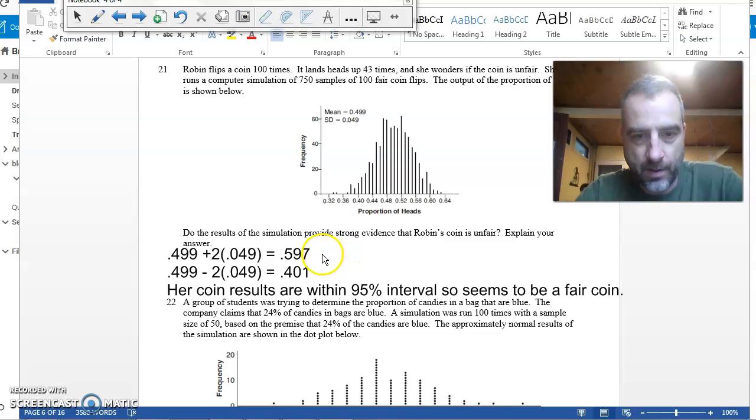No. That coin is within 95%. The lower bound is about 40.1%. She had 43%. So she's a little low, but it's perfectly normal. If you flip it a certain way, sometimes you get different kinds of results. So that is normal. Seems to be a fair coin.